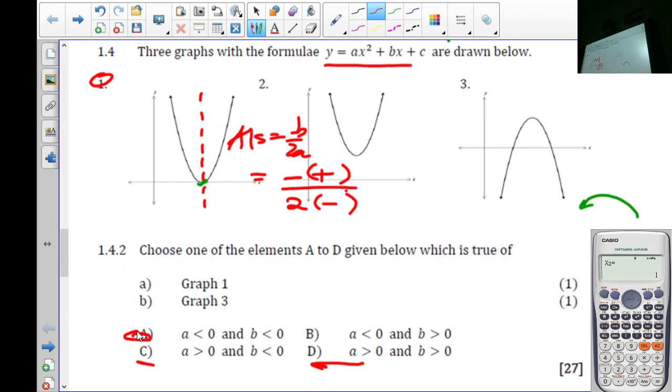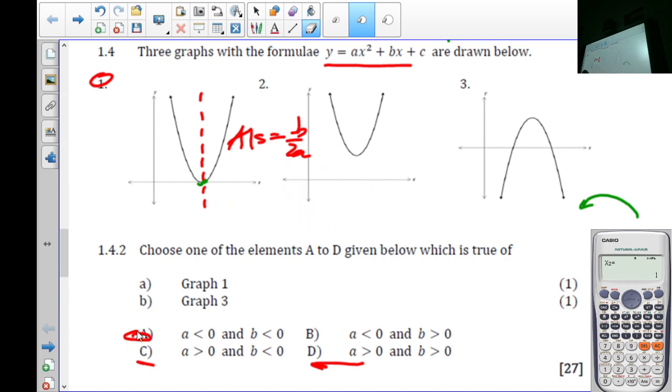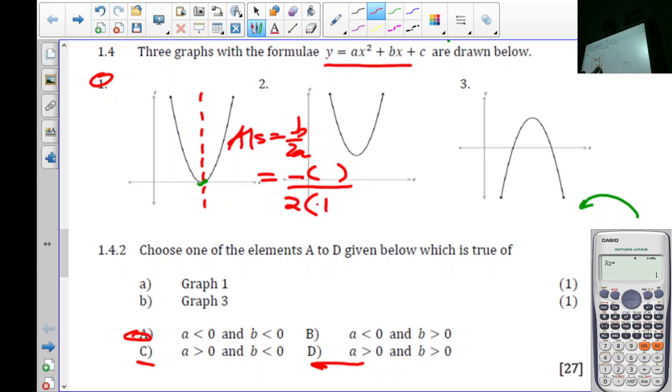Sorry, I'm missing the sum up. Let's go again. Okay? So we got minus B over 2A, where A is positive. So negative divided by positive is negative. But your axis of symmetry is positive. So this has to be a negative. So negative times negative is a positive. So A is positive and B is negative, which makes the answer C.